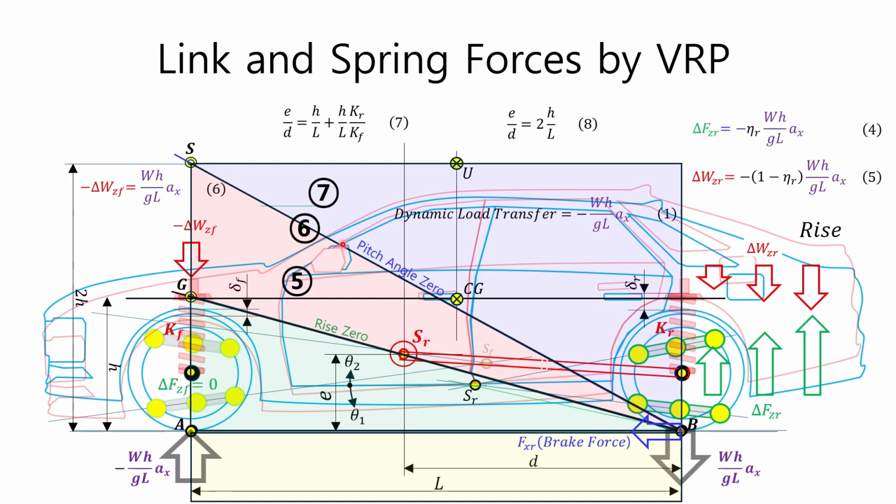Figure 6 represents the case where the virtual reaction point SR lies on the pitch angle 0 line BS. In this case, the vertical resultant force tensile the rear links is twice the vertical dynamic load transfer, and the force compressing the rear spring is equal to the vertical dynamic load transfer. Since this force is equal to the force compressing the front spring, the same displacement occurs in the front and rear springs. Consequently, the pitch angle becomes 0, and the front ride height and rear ride height decrease by the same amount. In this case, the value of eta R is 2.